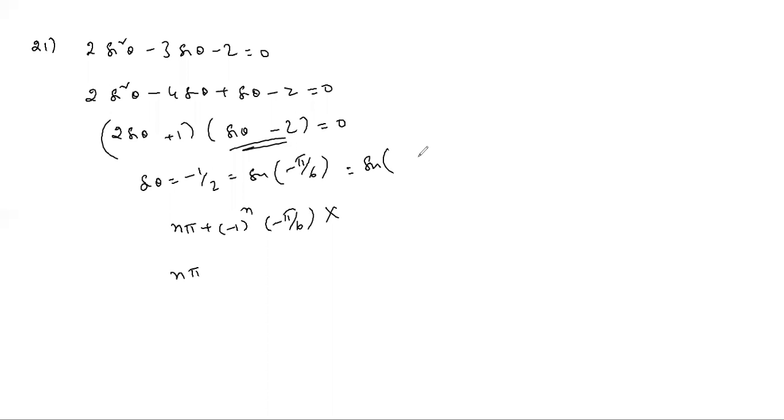Not in the quadrant. Pi plus pi by 6. We need to put the quadrant, minus pi by 6 is not there. So pi plus pi by 6 is 7 pi by 6. Then n pi plus minus 1 whole power n into 7 pi by 6. It is in the option. Both options.